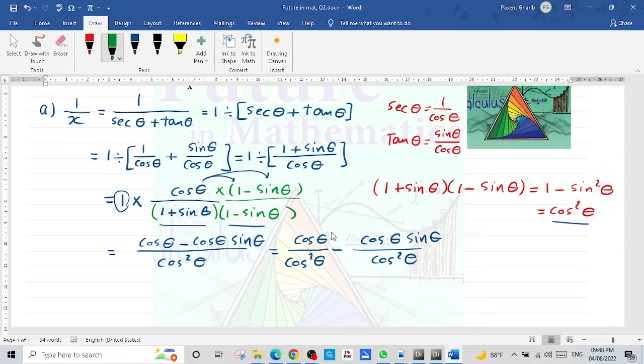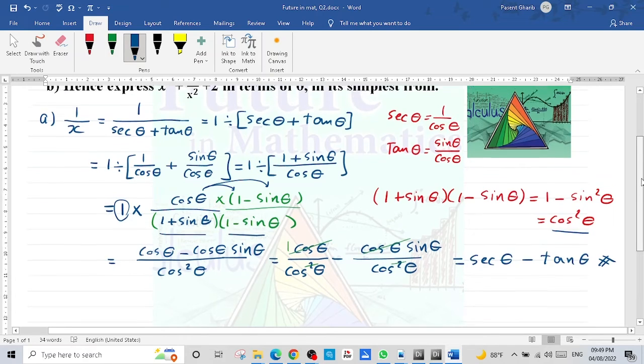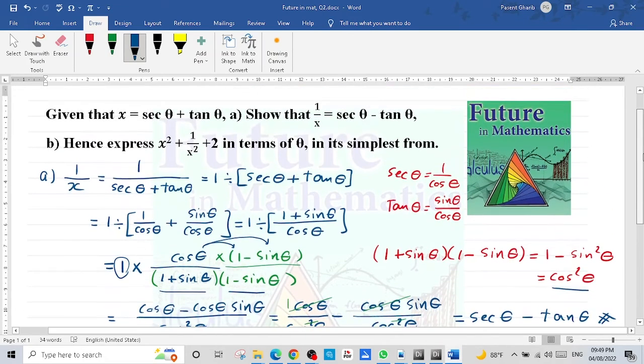Simplify. Cosine cancels with one cosine, so it becomes 1 over cosine. And the cosine cancels, so it becomes sine over cosine. Then 1 over cosine, the first fraction, is sec theta. Sine theta over cosine theta, the second fraction, is tan theta. So this is the first requirement: show that 1 over x equals sec theta minus tan theta.